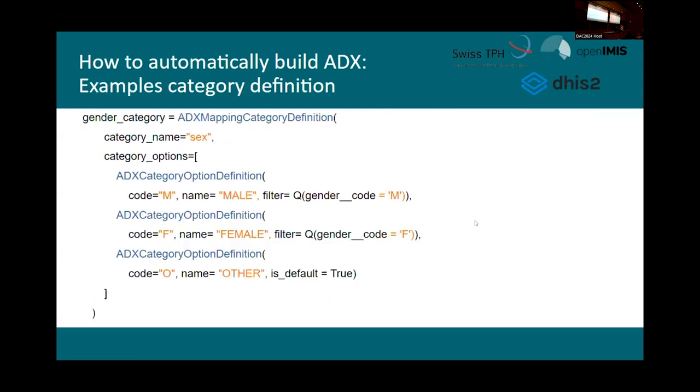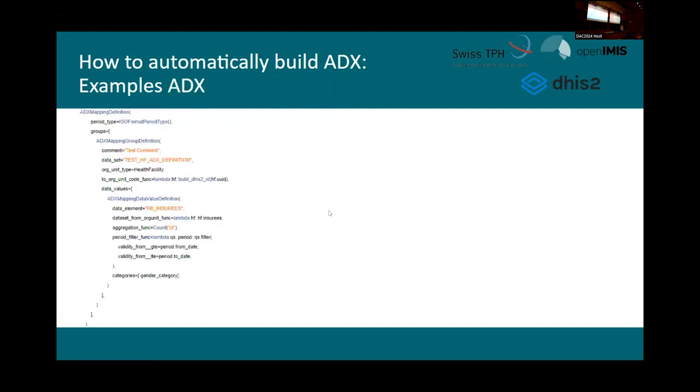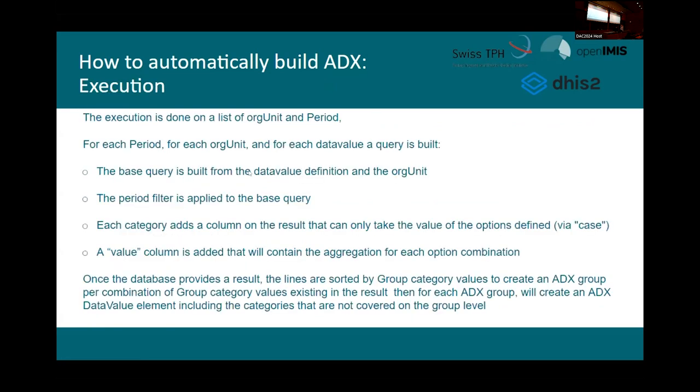So this is how it looks. Here we can see the function. The example given here is the gender category. We have defined this function where we have the category name, sex, and then we define male, female, and other. And it all comes from this filter Q object from Django. And this is how the full ADX function looks. These are again the same steps we just talked about. I will not go into much detail because then it gets too technical.